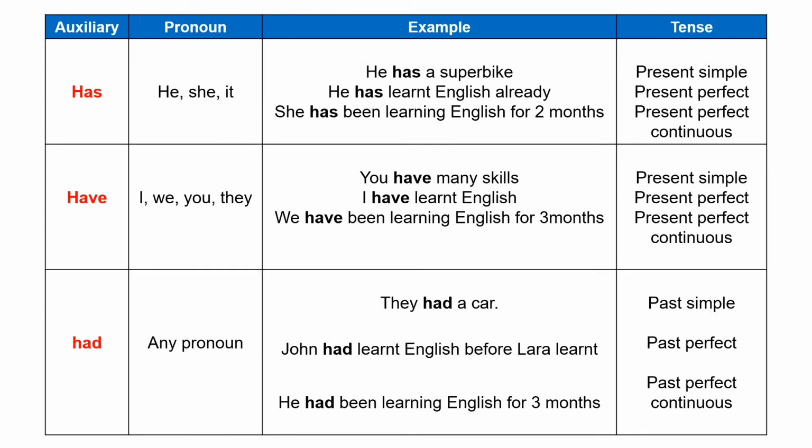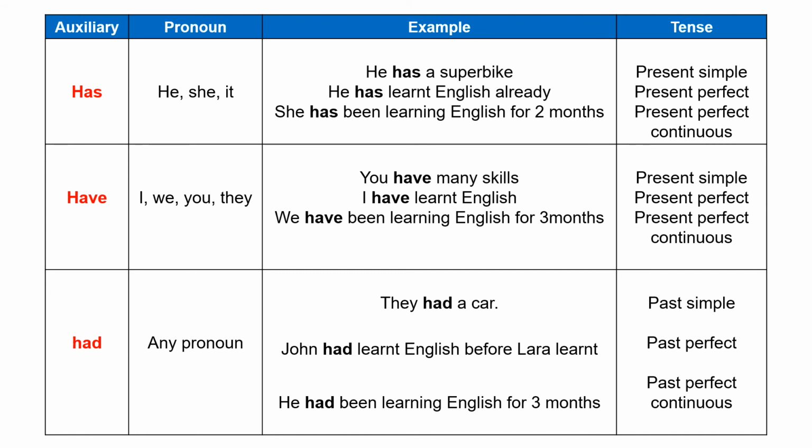Next example: he has learnt English already. This sentence is in present perfect tense. In this sentence, has is an auxiliary verb, learnt is the main verb. Next example: she has been learning English for 2 months. This sentence is in present perfect continuous tense. And in this sentence, has is an auxiliary verb.